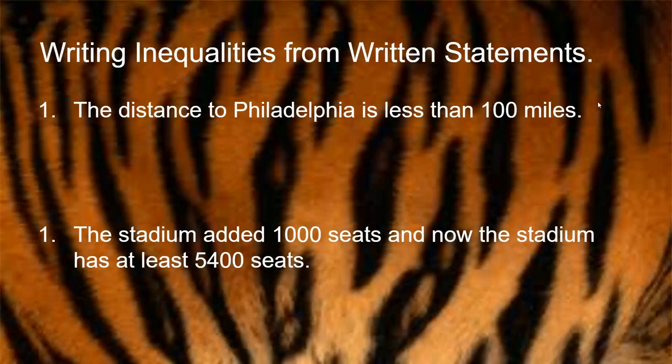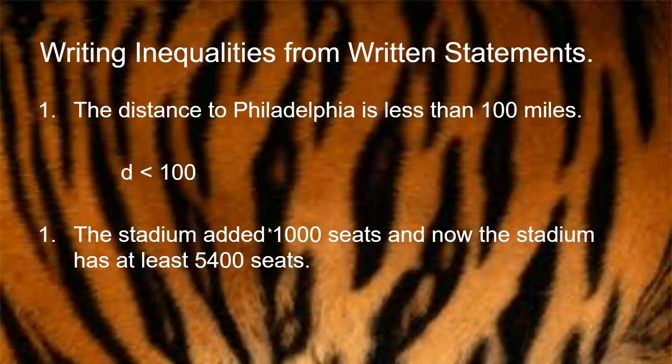Now what about writing them from written statements? If I say the distance to Philadelphia is less than 100 miles, the distance could be 5 miles. The distance could be 20, but it couldn't be exactly 100, and it couldn't be like 110. Therefore, D, the distance, has to be less than 100. And that's all you have to write.